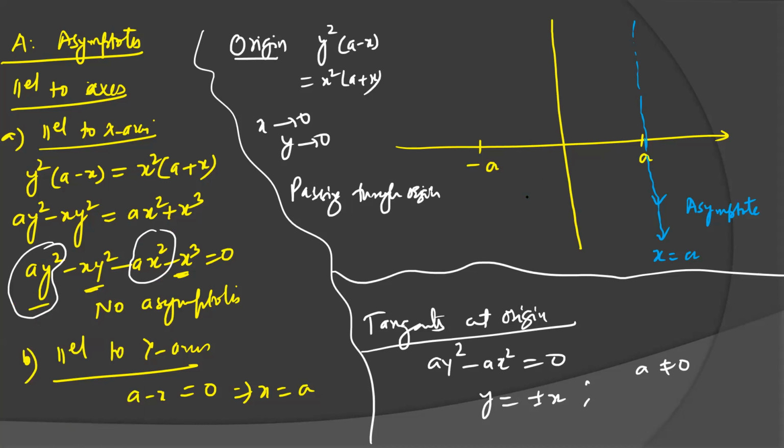Now draw the two tangents. The line y equal to x, and the line y equal to minus x. These are the tangents at the origin. So now we have two distinct tangents. It means the origin is a node here.